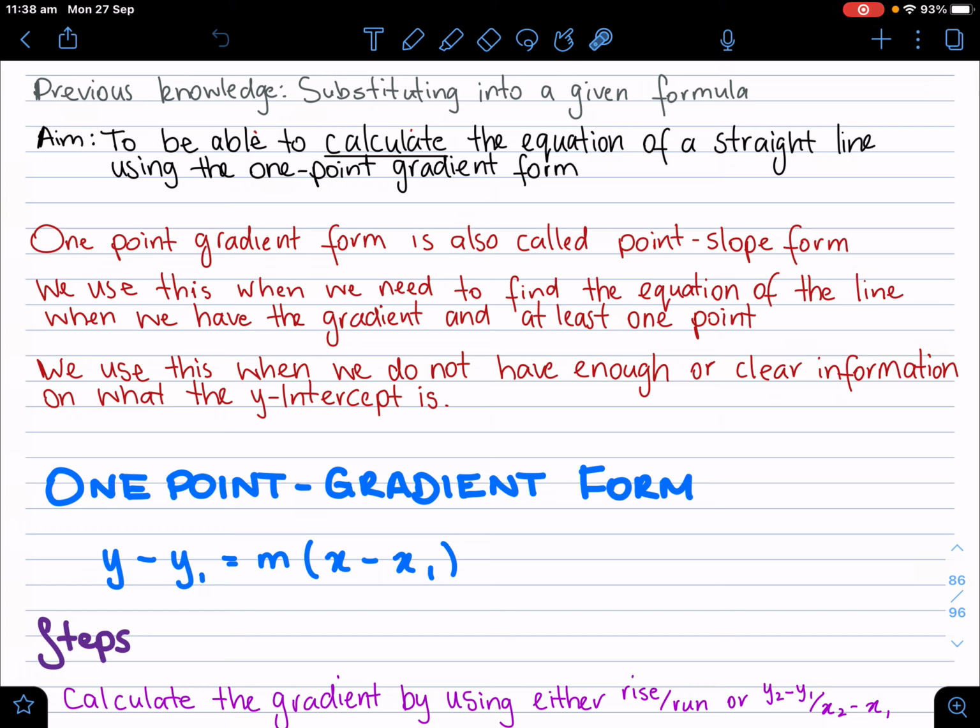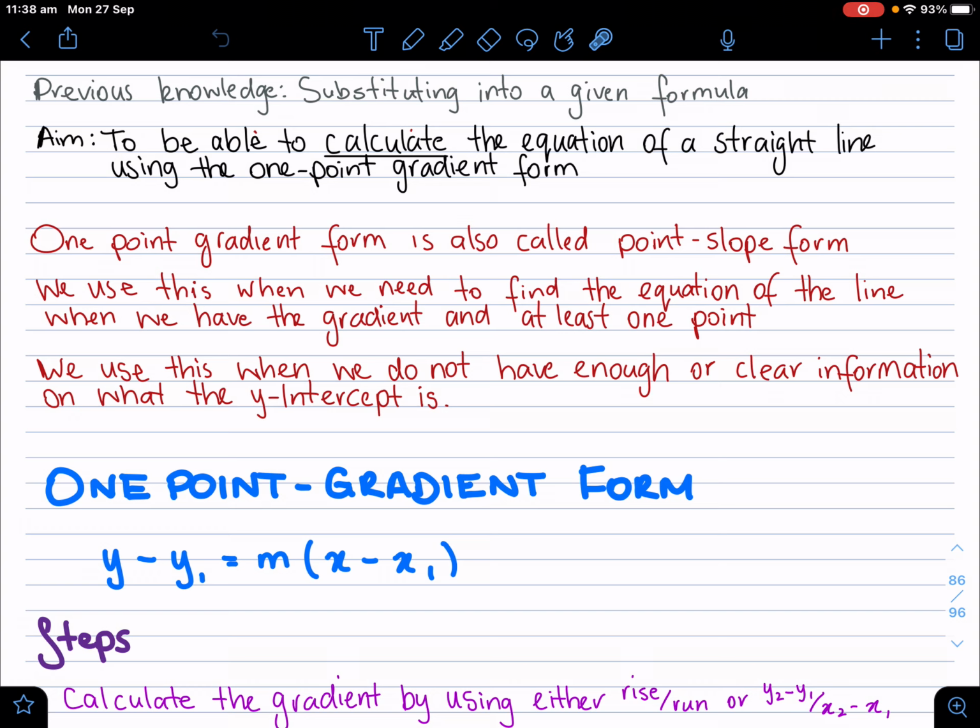So the one-point gradient form is also called the point-slope form. They're both the same thing. We use this when we need to find the equation of the line when we only have the gradient and 1 point. And it doesn't matter what the point is. It can be any point on that line.